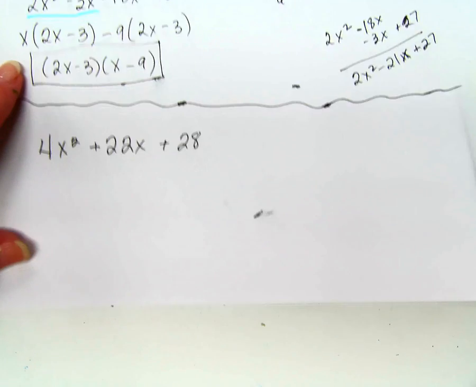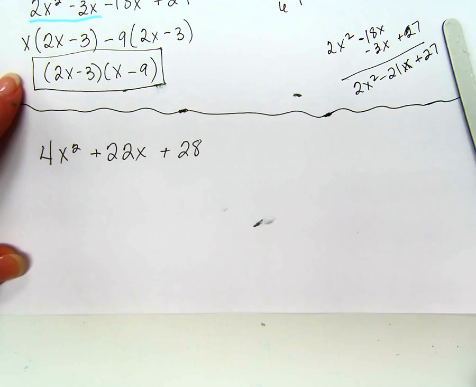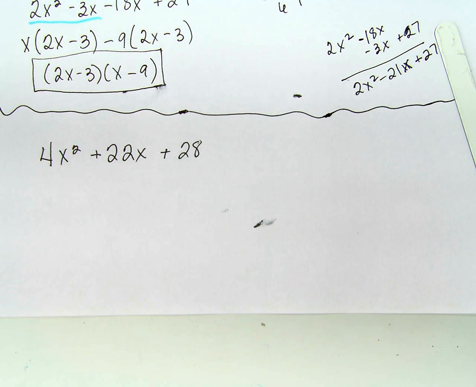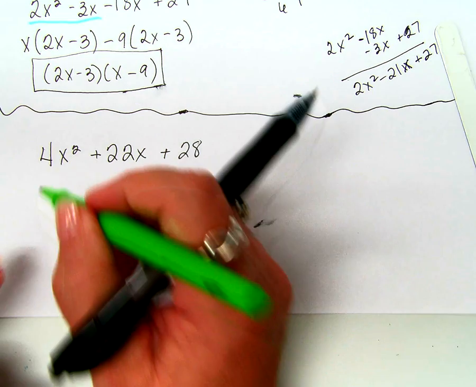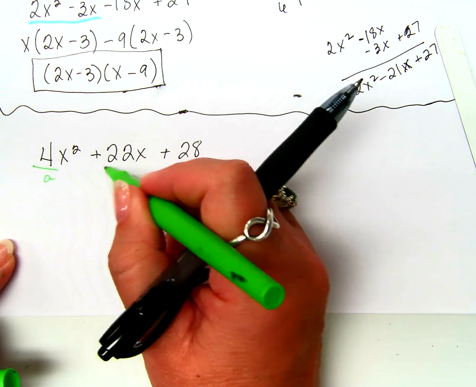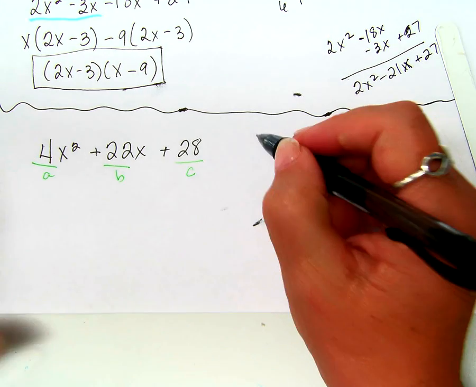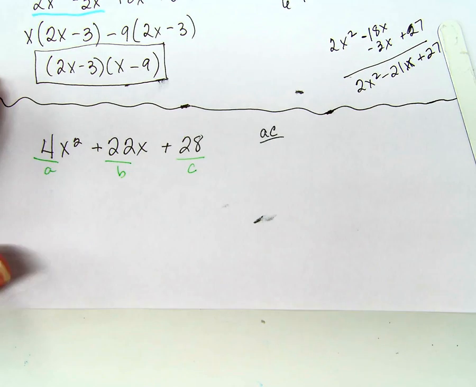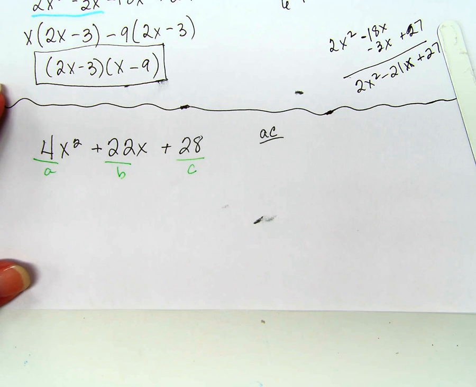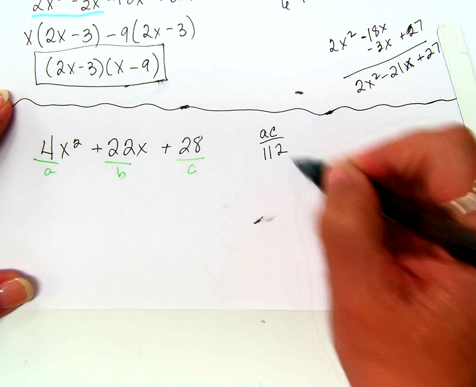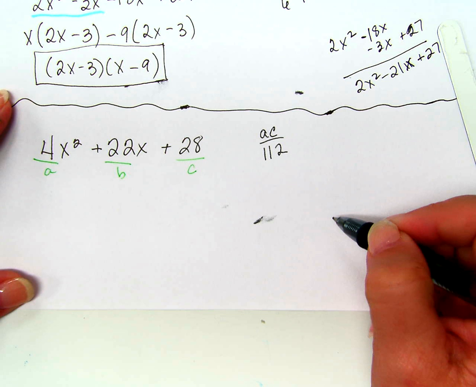Let's do one more. I already sense that you guys are bored with this, so let's do one more and make sure we got this before I let you go. What do I do first? A, B, C, AC. What is that, 112? What's B? 22?